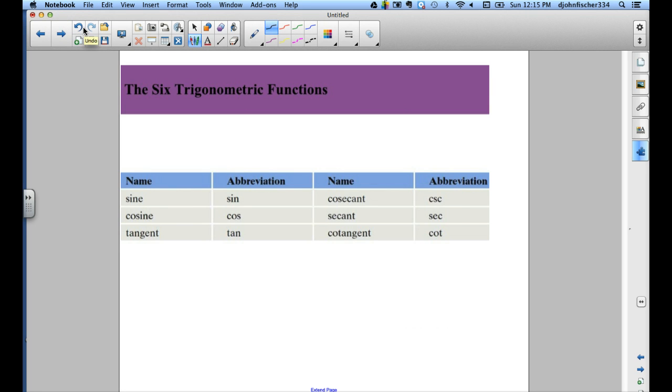Now the 6 trig functions and their abbreviations. We have sine, abbreviated sin, cosine, cos, tangent, tan, cosecant, csc, secant, sec, and cotangent, cot. These are your 3 basic ones, and these are the ones that you probably haven't seen before.